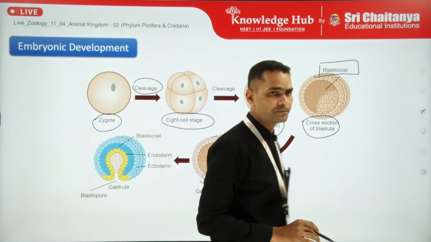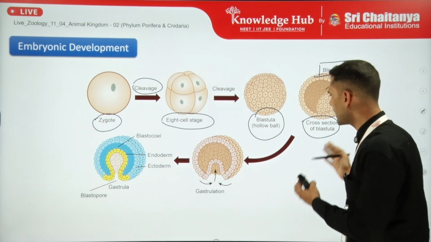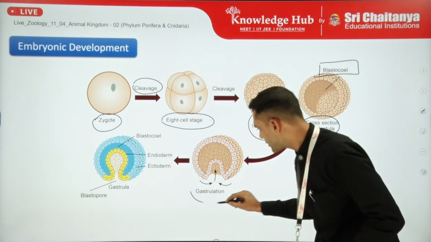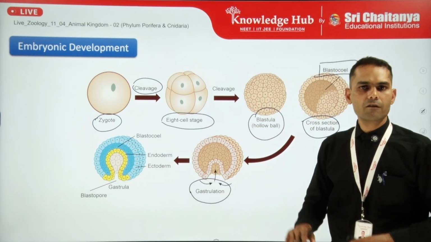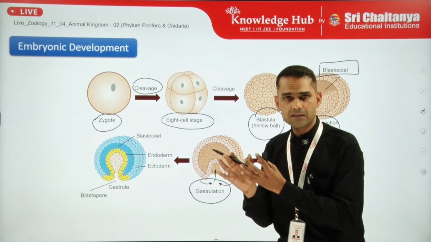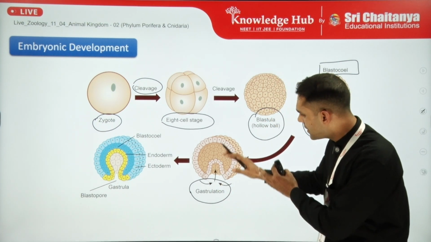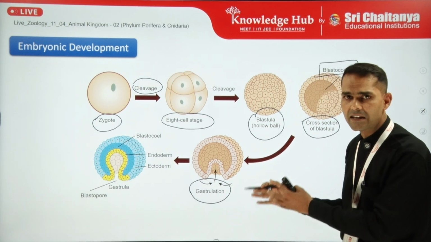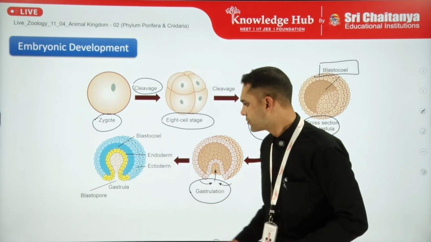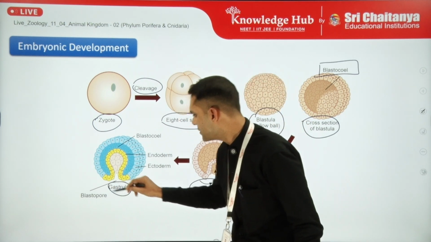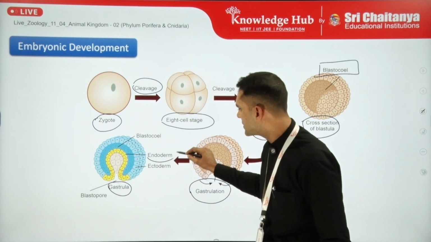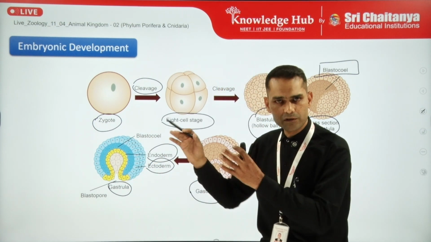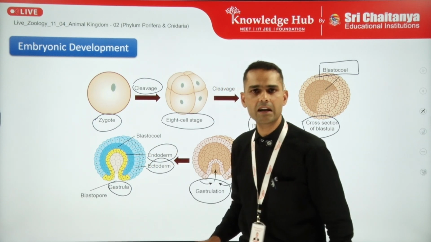When further development takes place in this blastula, the next stage, gastrulation, occurs, in which migration of cells takes place towards the blastocoel cavity. In this stage, germ layer formation occurs. In the gastrula stage, we can see there are two layers, endoderm as well as ectoderm. The outermost layer is the ectoderm, and the innermost layer in the invagination part is the endoderm.